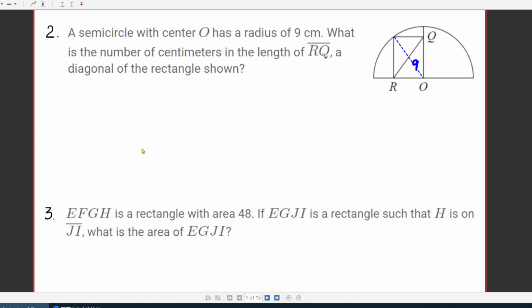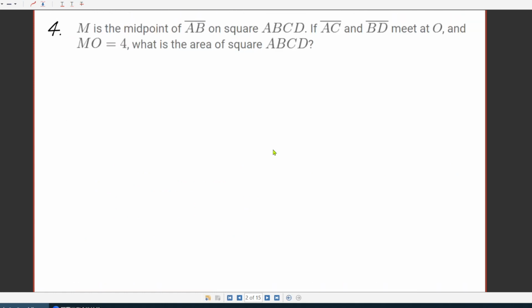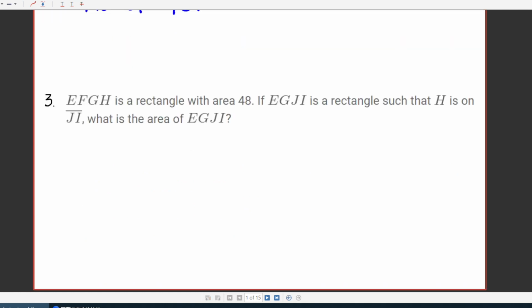And we also know the two diagonals in a rectangle are equal, right? So suppose we call this point P, then we know that RQ should equal OP, which is 9 centimeters, right? All right, next one. Question number 3.